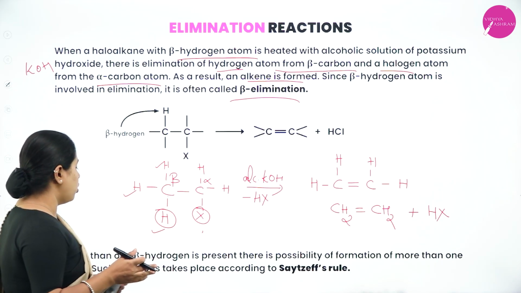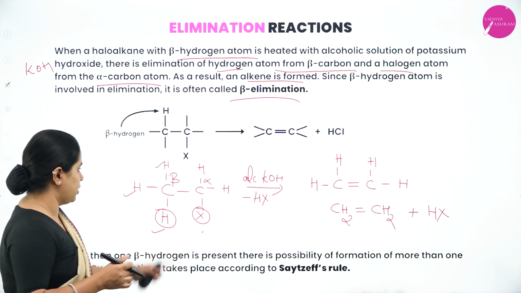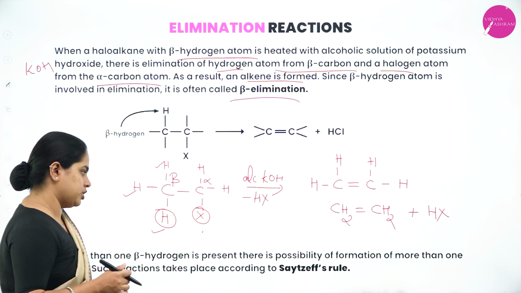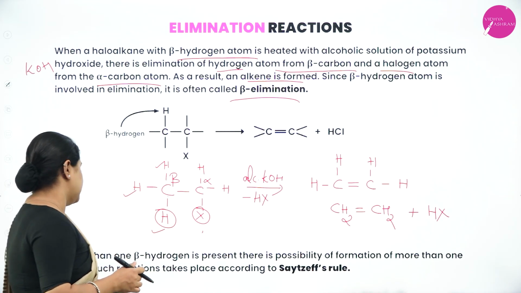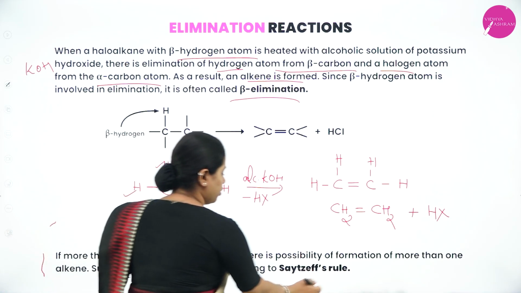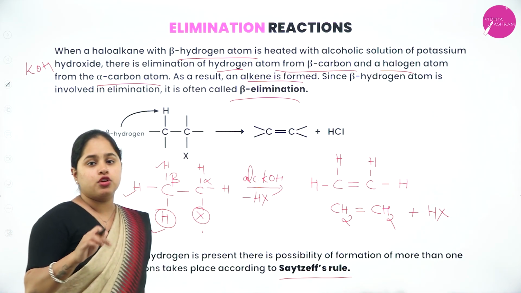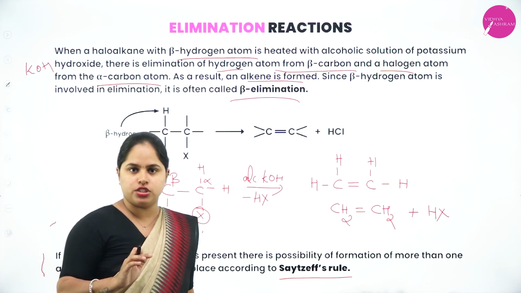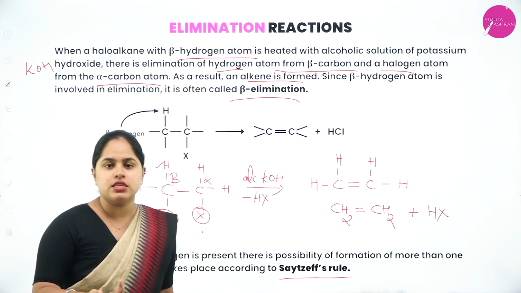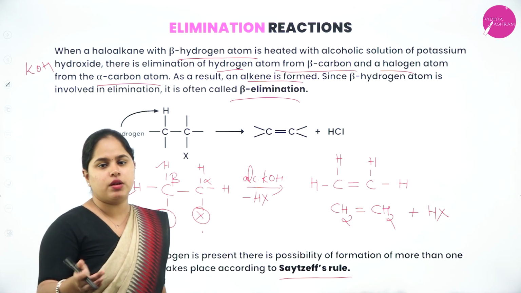So if more than one beta hydrogen is present, there is possibility of formation of more than one alkene. Such reactions take place according to the CBSE rule. So if more than one beta carbon is there, more than one beta hydrogens will be there, right? In such cases, how do we decide which will be the product formed?